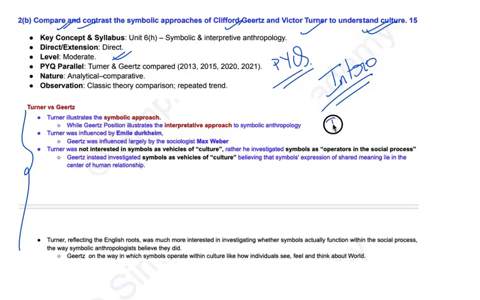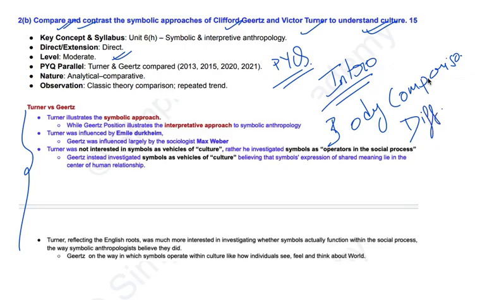Then the body part, which forms the main soul of your answer. This body part is aligned with your directives. It is asking you to compare and contrast, which means you should do the comparison for both of these, and then you have to do the differences. Comparison is showing the similarities, and contrast is showing the differences. You can show the differences in their methods, focus, theories, studies, examples, whatever they have done.